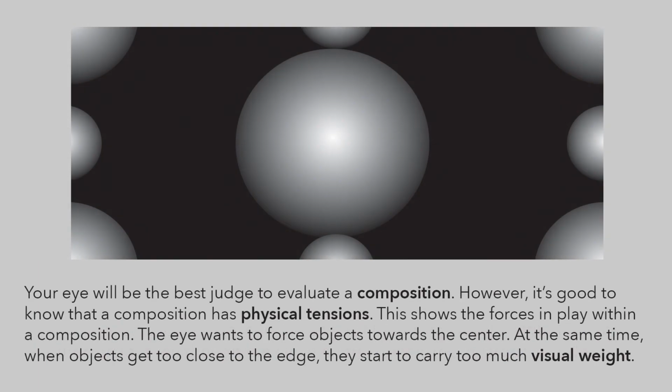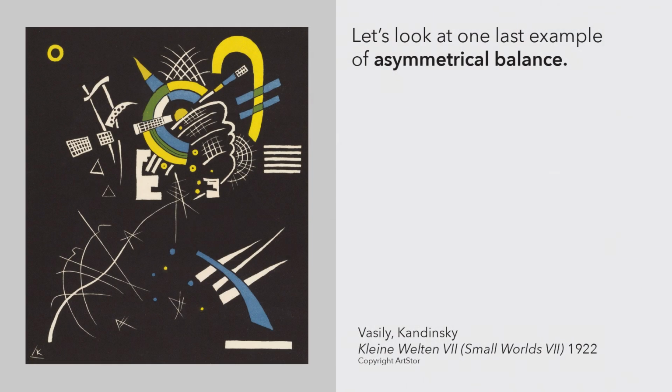Ultimately, your eye will be the best judge to evaluate composition. However, it's good to know that a composition has physical tensions. This shows the forces in play with a composition. The eye wants to force objects towards the center. At the same time, when objects get too close to the edge, they start to carry too much visual weight. Let's look at one last example of asymmetrical balance.